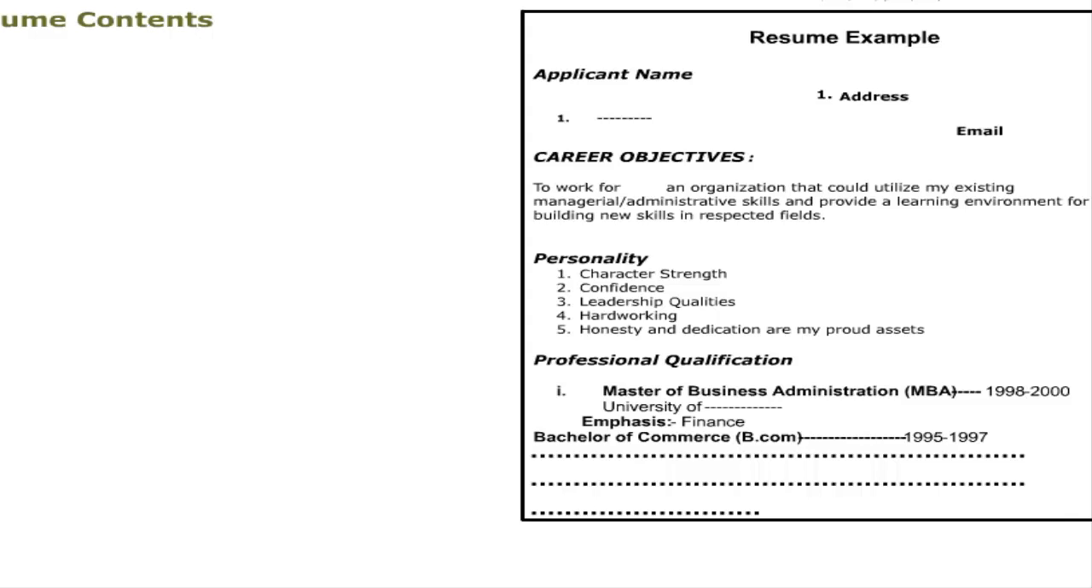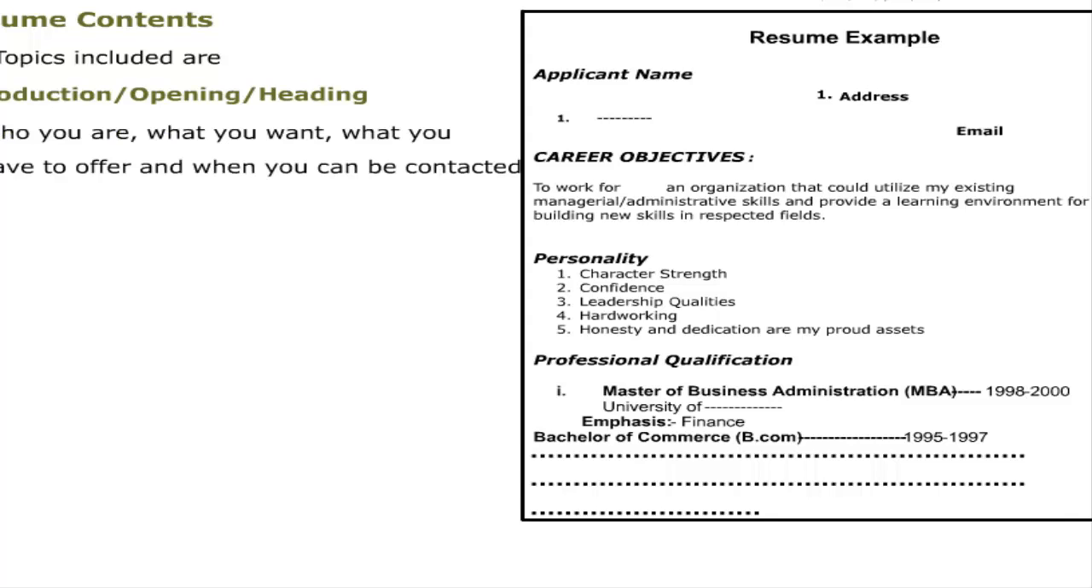Resume contents. The topics treated in the resume include the following information, though the sequence may vary to suit the particular situation and qualifications of the applicant. Introduction. It gives the reader a general picture of who you are, what you want, what you have to offer, and when you can be contacted.